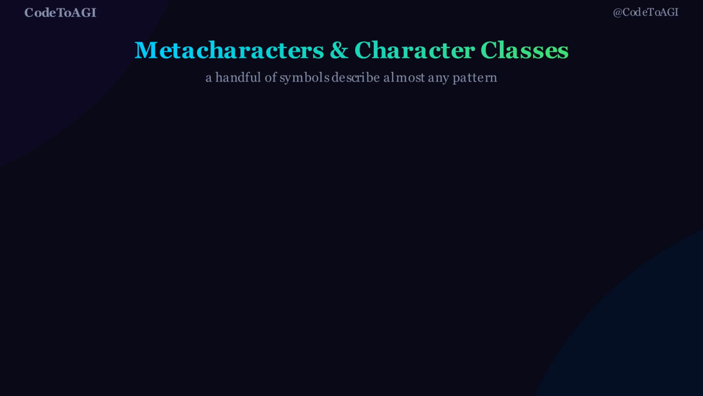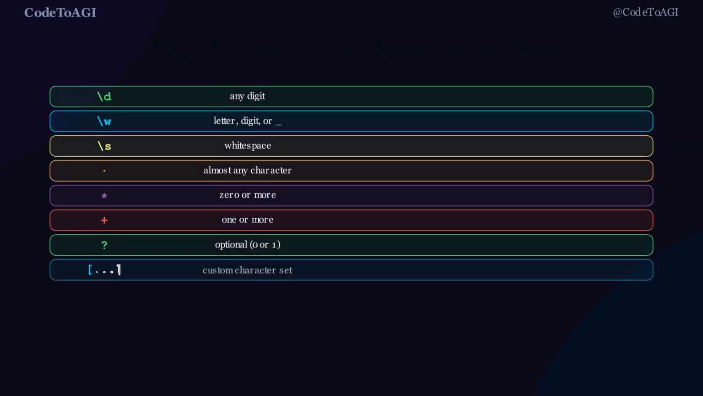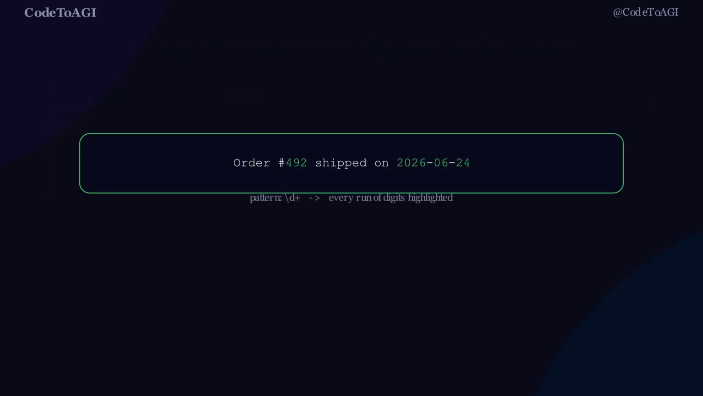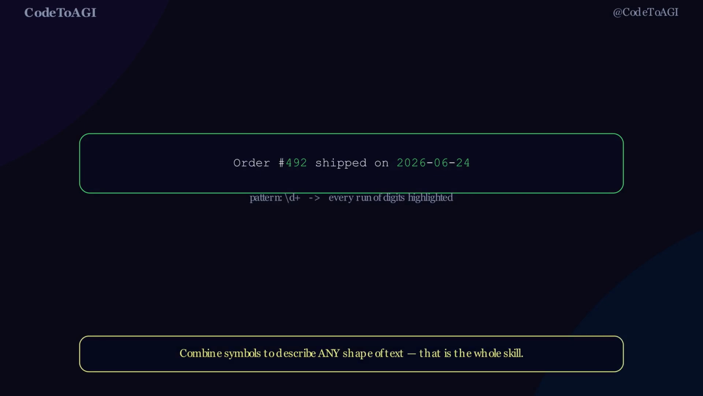A handful of symbols describe almost any pattern of text. \d means any digit. \w means any letter or number. \s means whitespace, spaces, tabs, and new lines. Dot matches almost any character. Star means 0 or more. Plus means 1 or more. Question mark means optional. Square brackets define your own custom character class. Curly braces set an exact count, like 3 digits exactly.